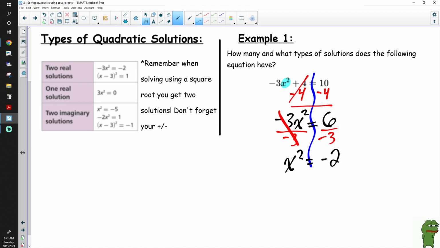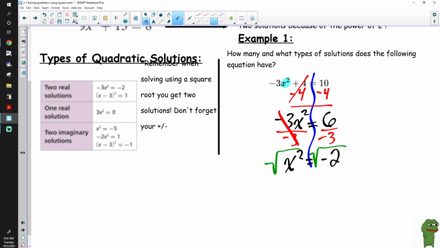And now we're down to the fun part, the best part, the new part. Because new is good, because it means we're learning. What do I do to get rid of this pesky squared? What is the opposite of squaring something? Square root. So I'm going to square root not just one side, but both sides. Don't forget it. The square root of x squared is just x, because x times x is x squared. That's the square root. On the right side, uh-oh, square root of negative 2, ew.